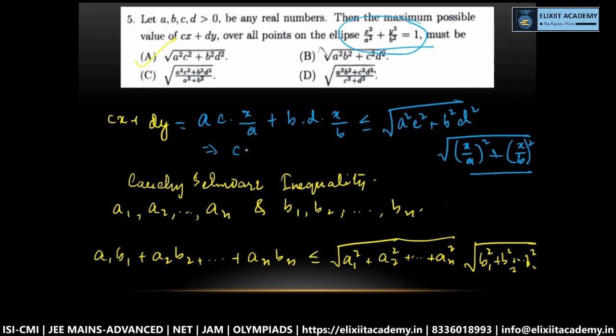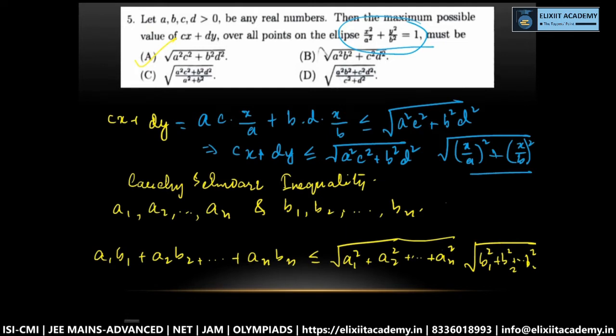So basically ultimately this is Cx plus dy only. We are rewriting this Cx plus dy in the form of this, just to apply this Cauchy-Schwarz inequality. So Cx plus dy is less than or equals to square root of a square c square plus b square d square. So what is the maximum value? Maximum value of this is square root of a square c square plus b square d square. Okay, I hope this is clear. So in this case, option A is correct. Clear?